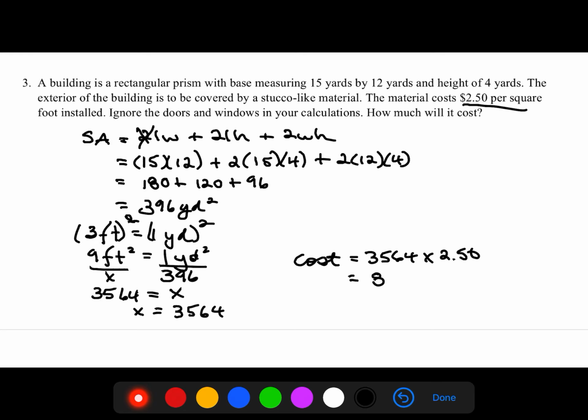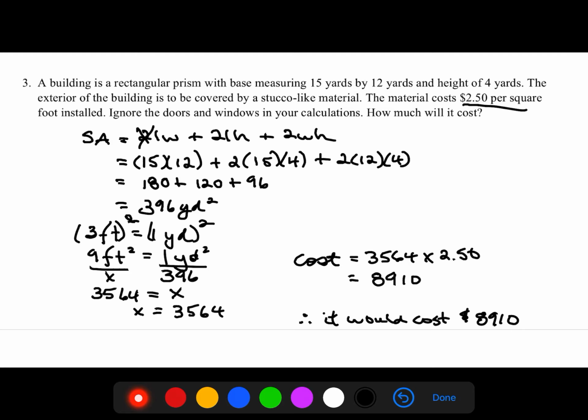So 3,564 times $250 per square foot. We know that we're going to have 8,910, and we need a therefore statement. It would cost $8,910.